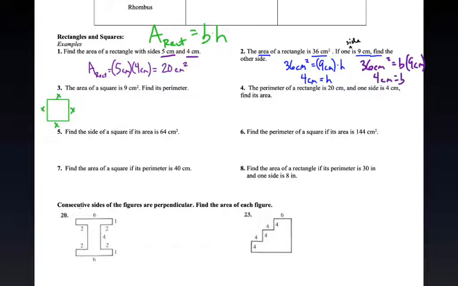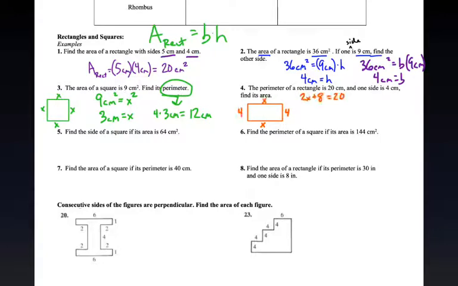If the area of a square is 9 centimeters squared, what squared is 9? That's 3. So 3 centimeters is what each side is. So the perimeter will end up being 4 times 3 centimeters, 12 centimeters. We've seen these problems before. If the perimeter of this rectangle is 20, that 4 shows up twice, so you take away 8 from 20, and then the other two sides total 12. There's two of those others, so this other side is 6. So now what's the area? 4 times 6 is 24 centimeters squared.